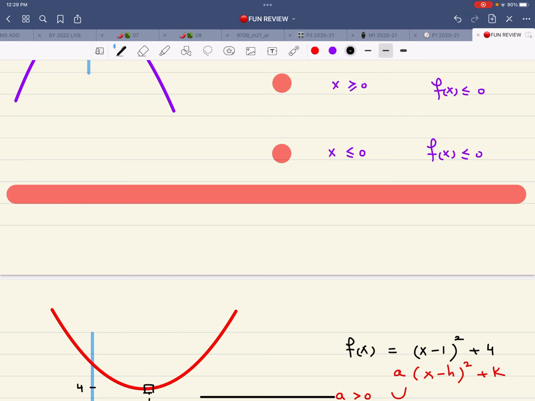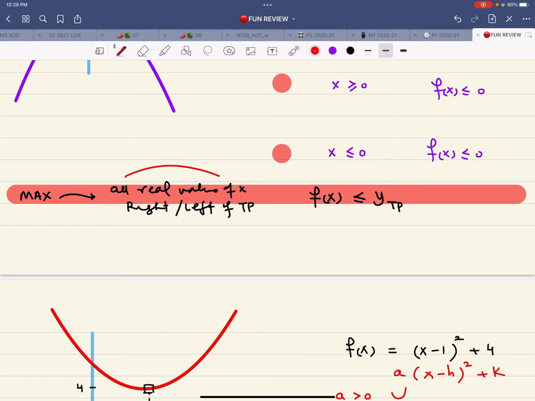If it's a graph of a maximum and you have the domain all real values of x, you have the domain right or left of turning point, then your range is f(x) is less than or equal to the y coordinate of turning point. So this is your domain and this is your range.